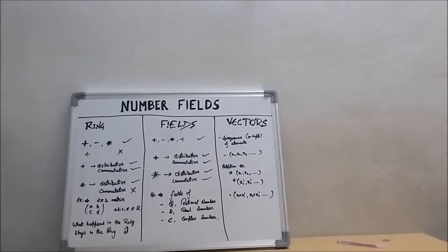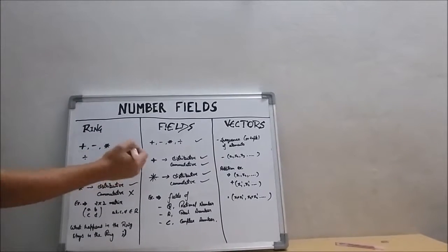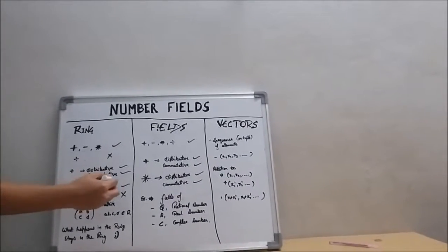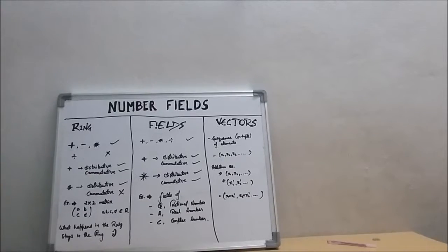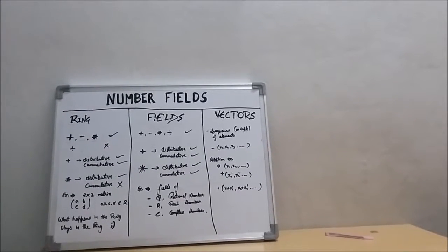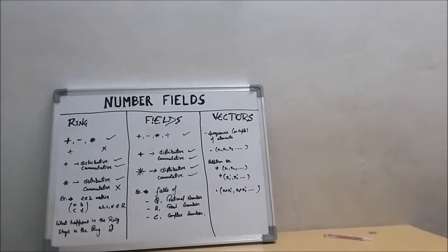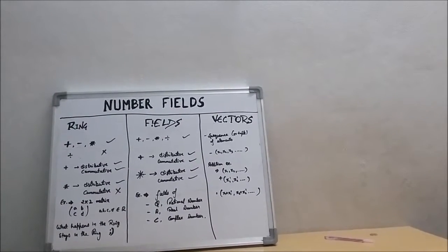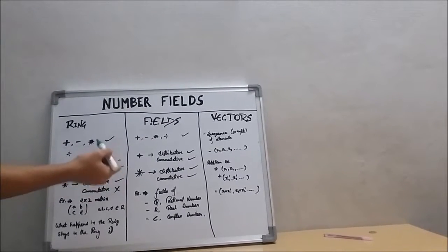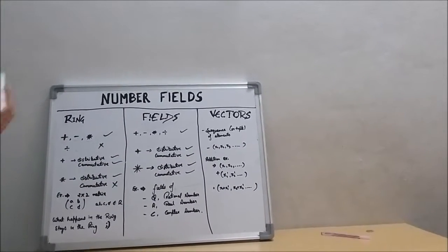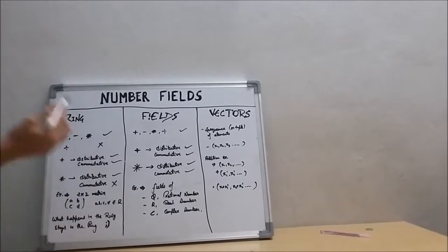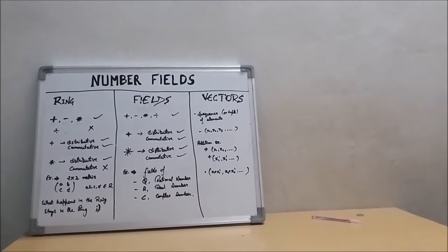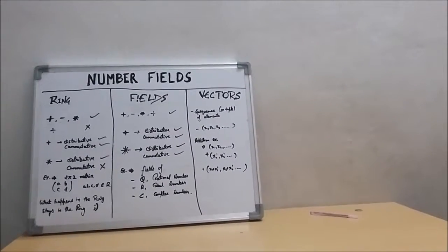In the case of addition, it follows both properties, distributive as well as commutative. But in the case of multiplication, it's only distributive, not commutative. So let's take a basic example of a ring. Let's consider a 2 by 2 matrix of real numbers, a, b, c, d, where a, b, c, d are real numbers. Here you can add, which is distributive as well as commutative. But in the case of multiplication, it is just distributive, not commutative. So it's a ring. On an overall note, what happens in the ring just stays in the ring.